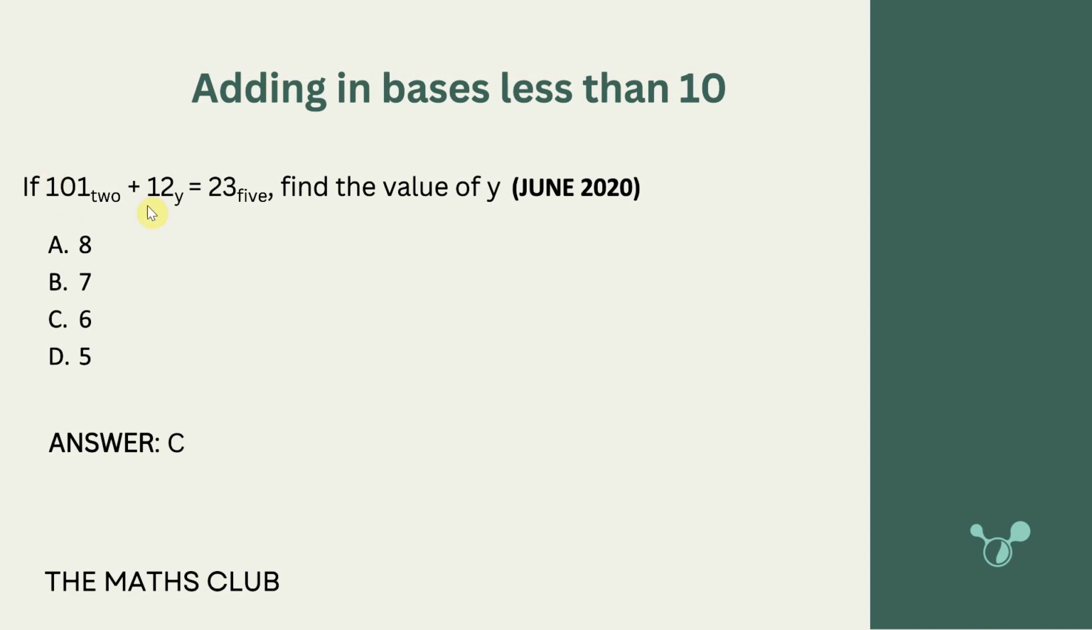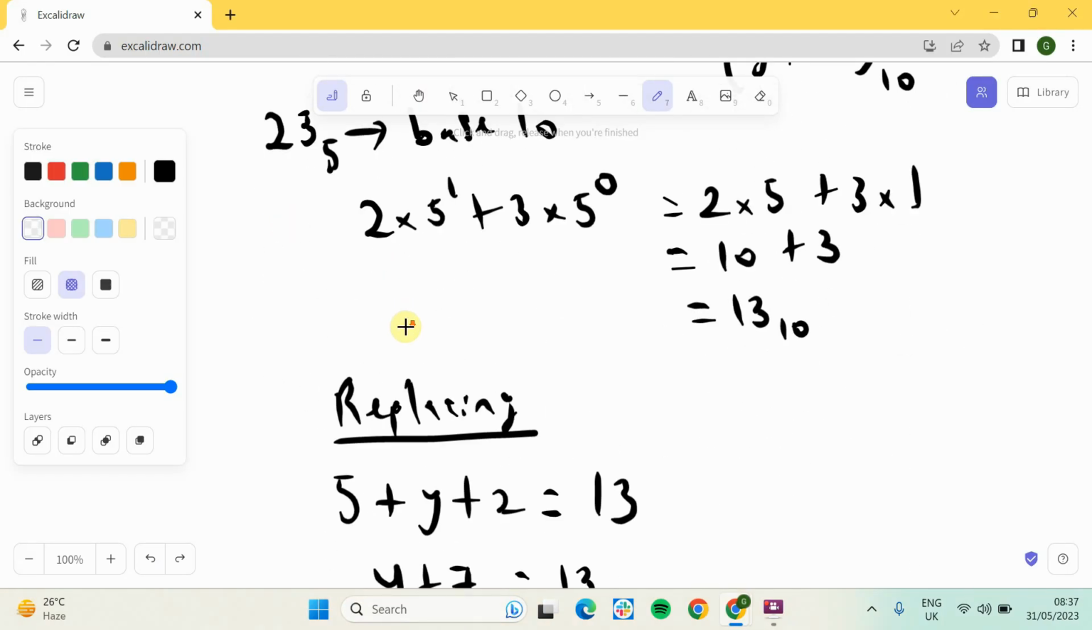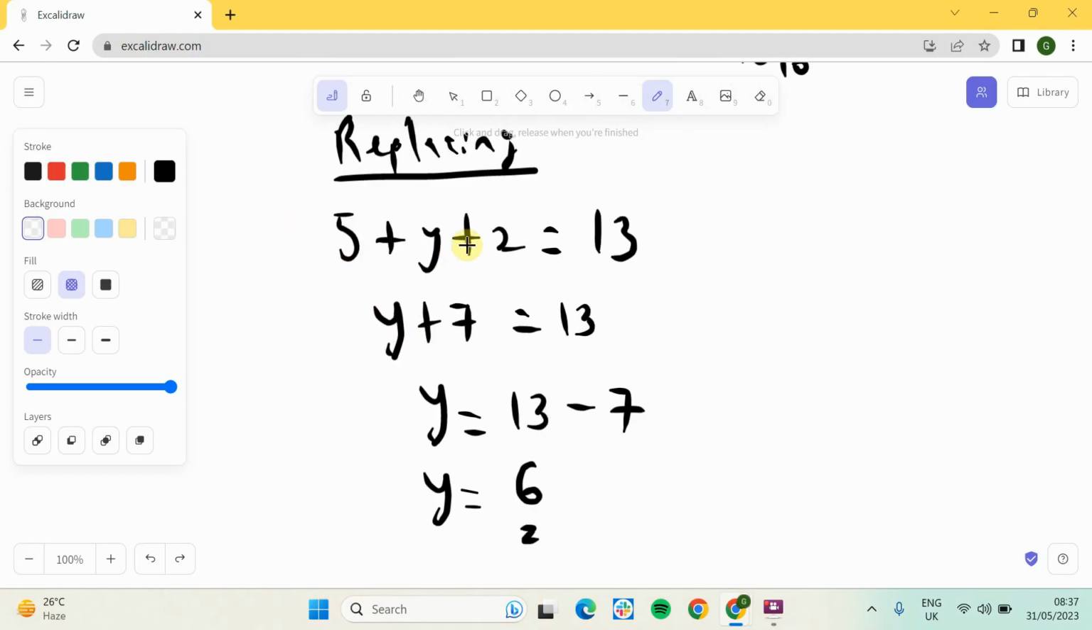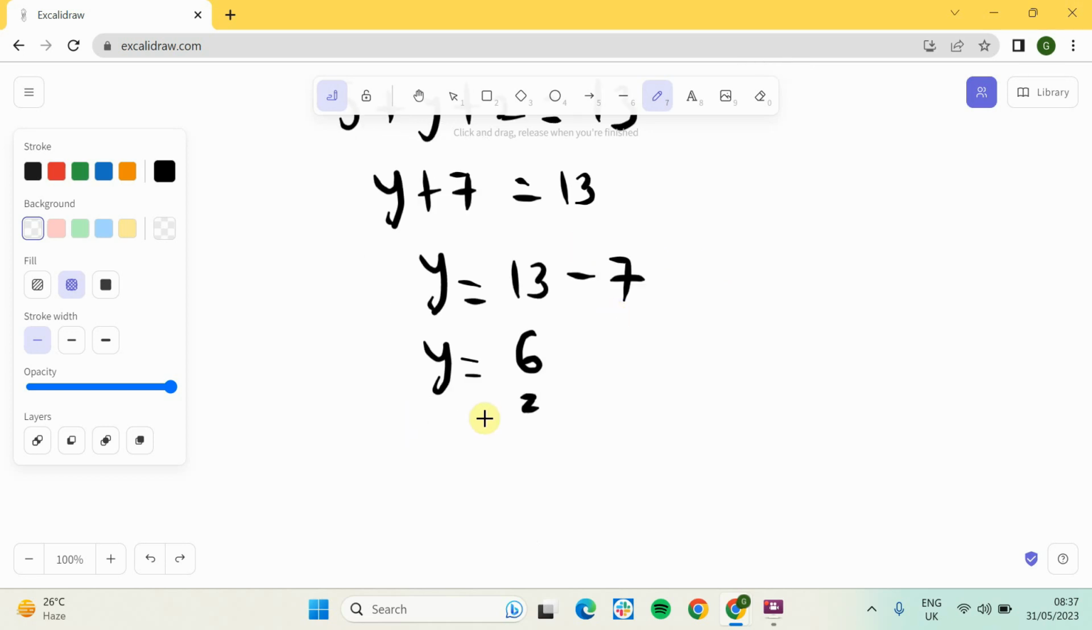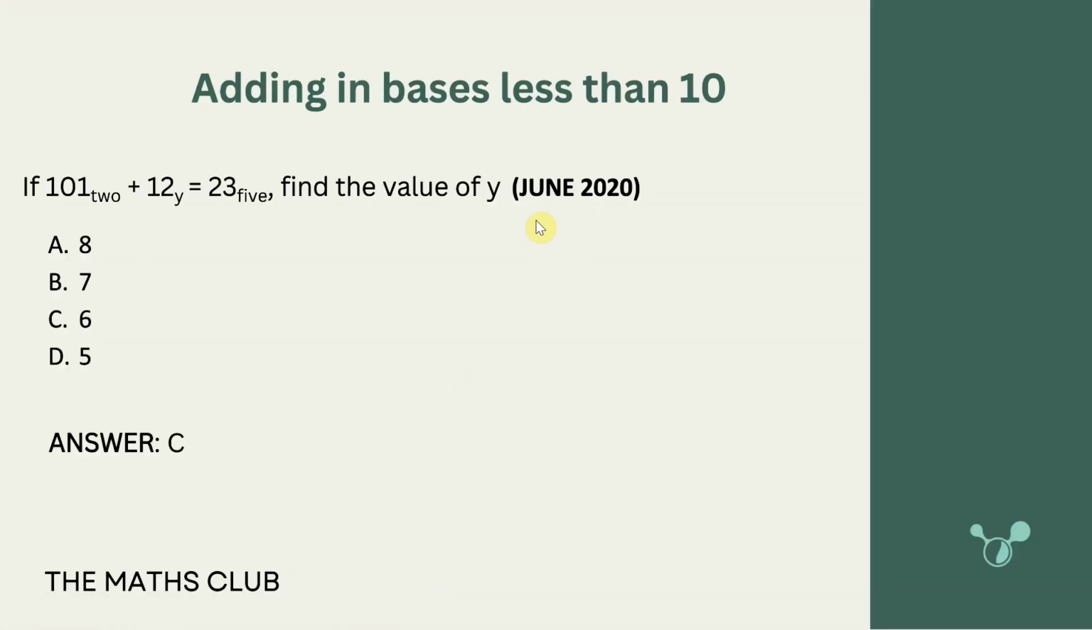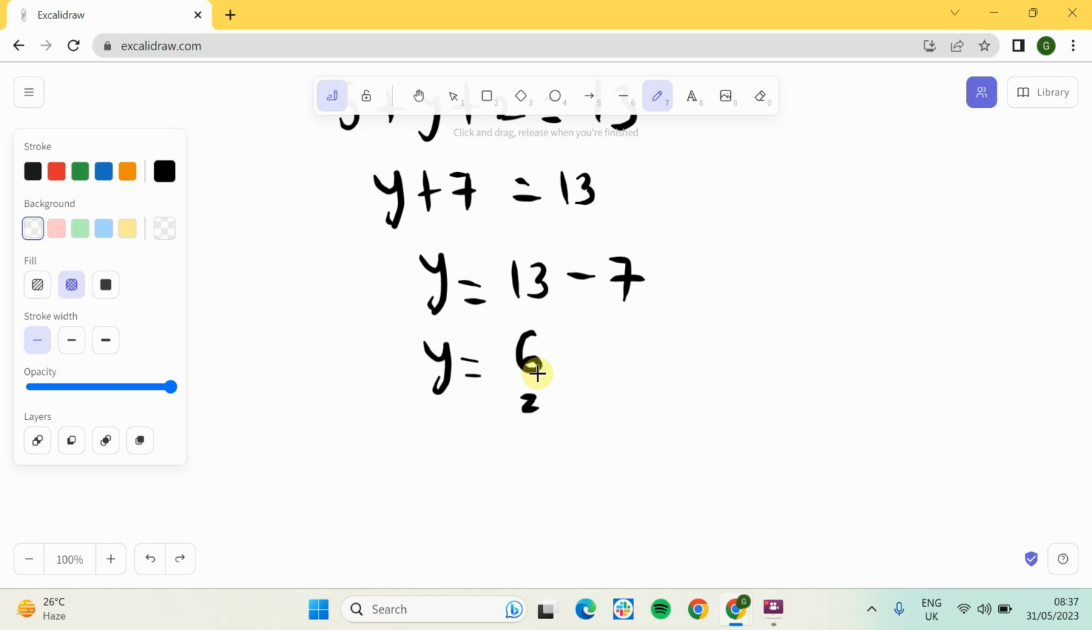So we converted this one to base 10, this one to base 10, and this one to base 10. Then since they were all in the same base, we replaced each of them with the base 10 values. That's what we did. The y plus 2 came from the 12 base y, right? And then this 23 base 5 in base 10 was 13. So I added the base 10 values, and we were able to find the value of y to be 6. And that's how you carry out complex calculations or questions involving number bases with different bases.